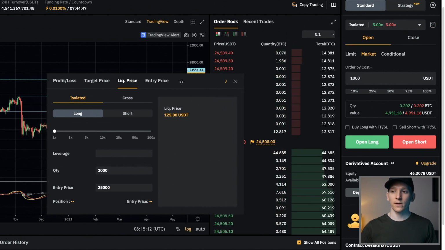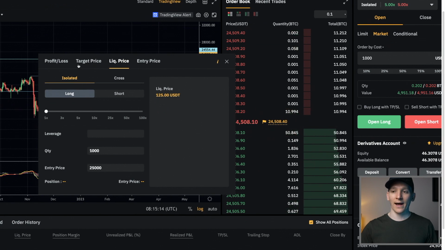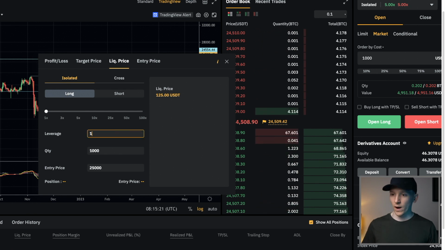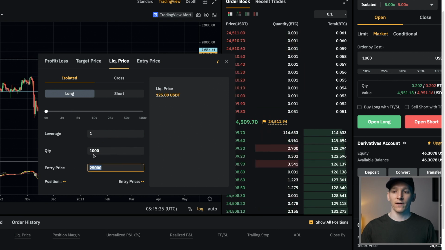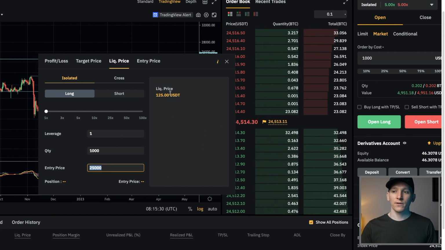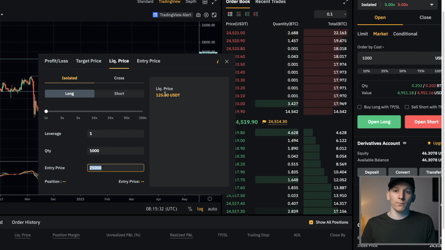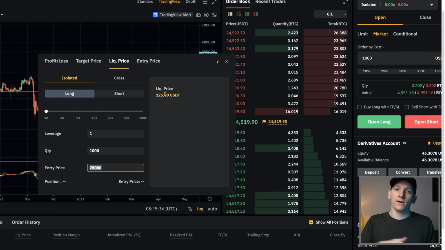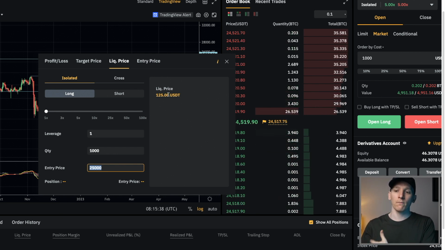This will come up on screen. And now what we want to do is look at the liquidation price. So if you're using isolated margin and going long, let's say I'm using just 1x leverage, we can see here that if we have an entry price of 25,000 for Bitcoin, because we're using no leverage at all, the thing can basically fall almost 100% before we actually get liquidated, right? Because it's just eating into the cash that we have on our account. And so the liquidation price is miles away.